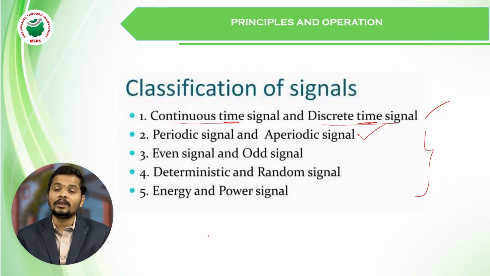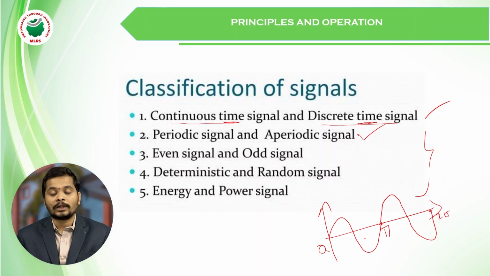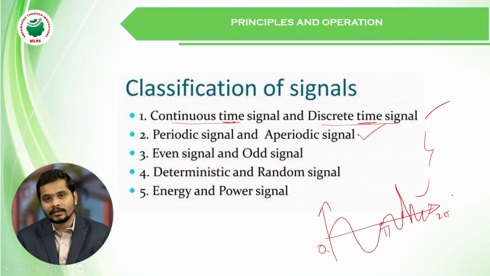A periodic signal is one that repeats at the same interval. Suppose I have a signal from 0 to pi, a sinusoidal signal. After pi, it again produces the same pulse from pi to 2 pi. Repeating a signal over a particular period is nothing but a periodic signal. If it does not repeat after this, and the signal varies, then it is not a periodic signal, it is an aperiodic signal.